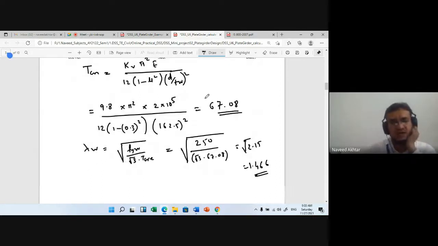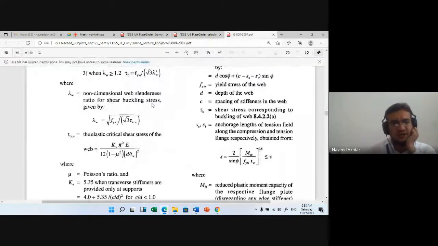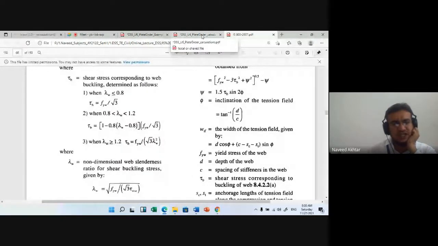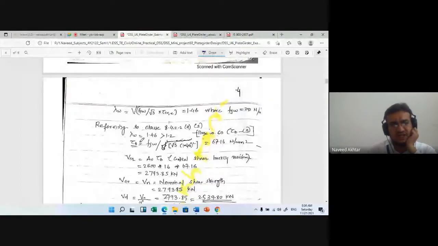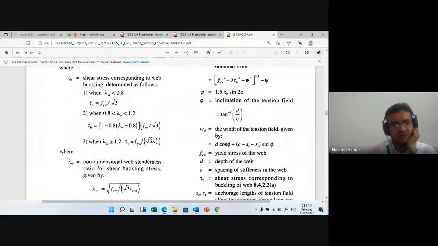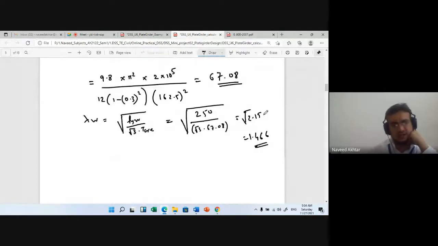So now you know lambda w; in our case it is 1.466, which is greater than 1.2. In the IS code you can see different formulas to find out the tau b. When lambda w is less than or equal to 0.8, you have to use the first formula. When lambda w is between 0.8 and 1.2, you use the second formula. But here lambda w is 1.466, greater than 1.2.